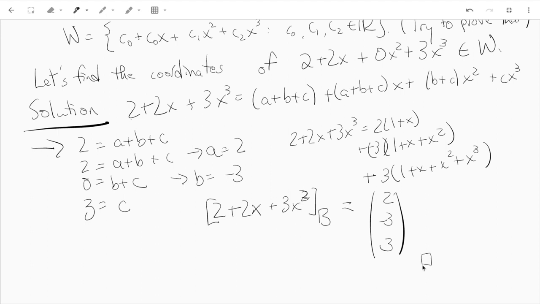So I'm going to stop this video here, and in the next video, I just want to talk about this identification between a vector and its coordinates. So we'll see that next.